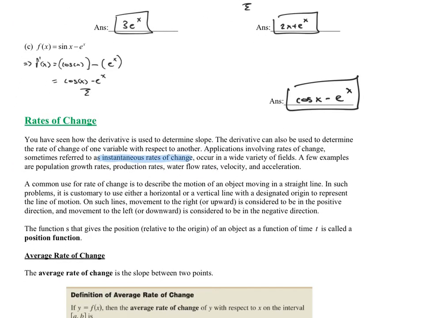And it says a common use for rate of change is to describe the motion of an object moving in a straight line. In such problems, it's customary to use either a horizontal or vertical line with a designated origin to represent the line of motion. In such lines, movement to the right or upward is considered to be the positive direction, and movement to the left or downward is considered to be the negative direction. The function s that gives the position relative to the origin of an object as a function of time t is called the position function.